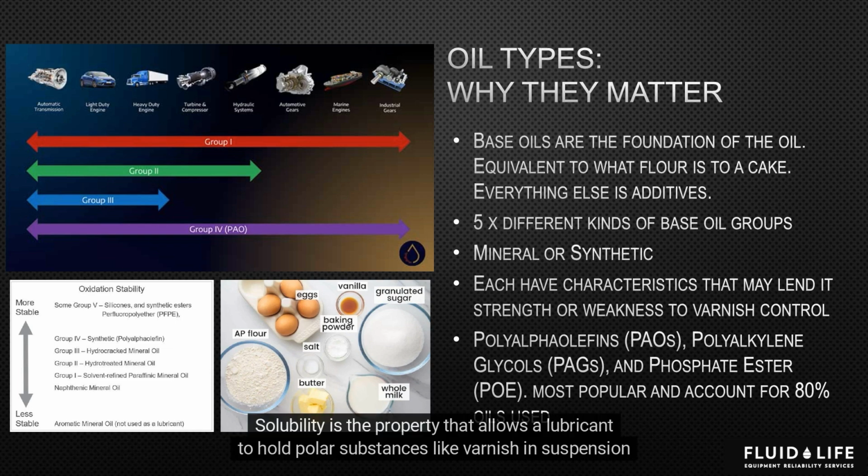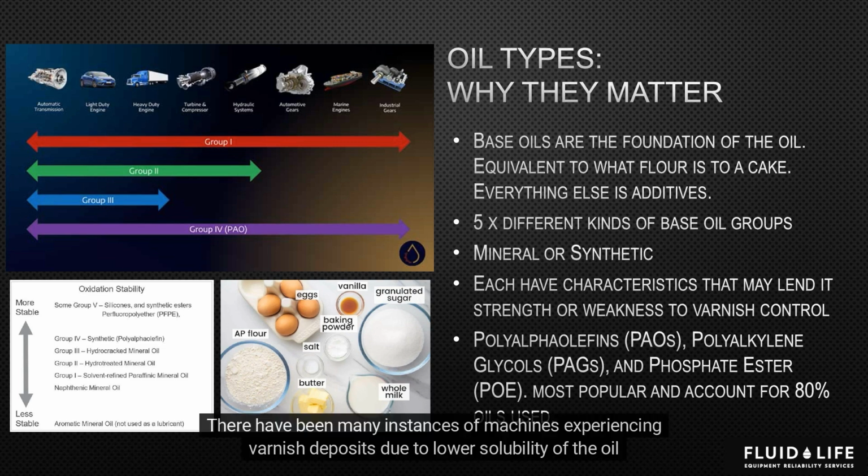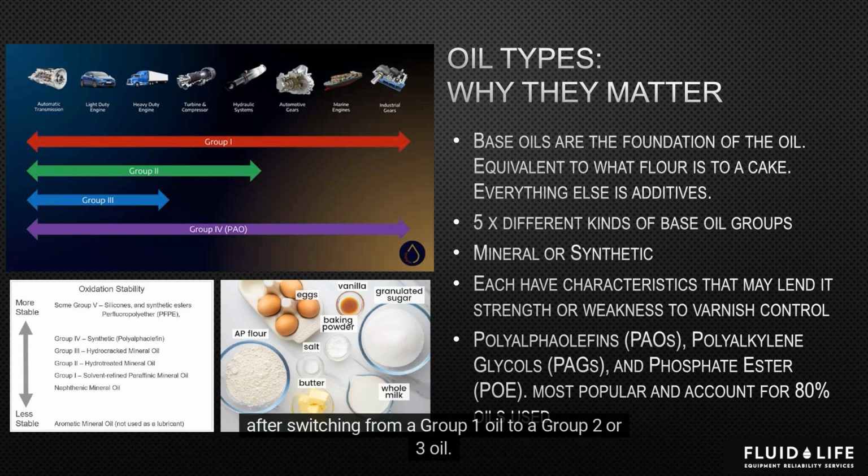Solubility is the property that allows a lubricant to hold polar substances like varnish in suspension without damage to the machine. Oil solubility increases at higher temperatures. Group 3 oils have lower solubility than Group 2 and Group 1 oils. There have been many instances of machines experiencing varnish deposits due to lower solubility of the oil after switching from a Group 1 oil to a Group 2 or 3 oil.